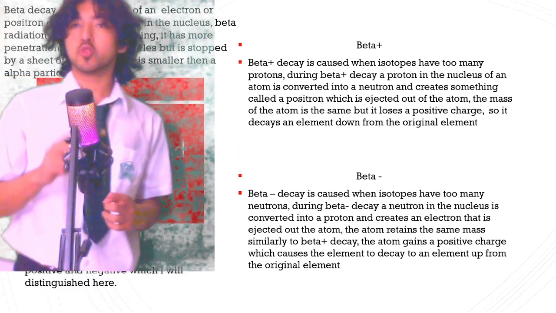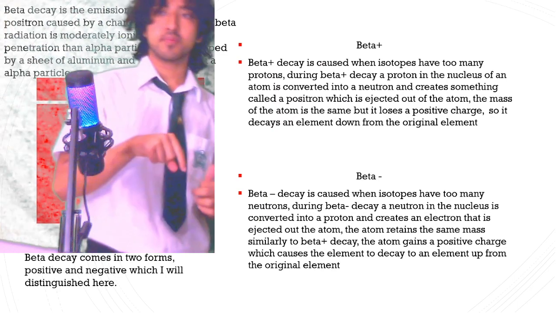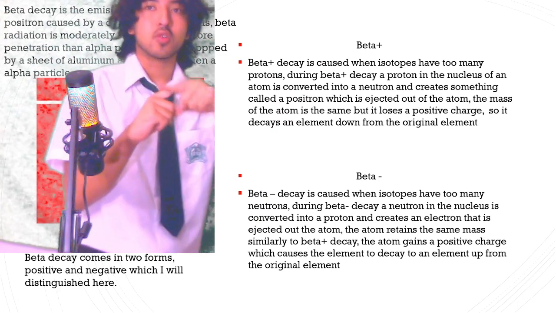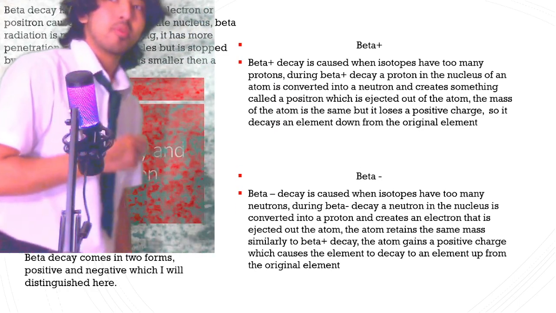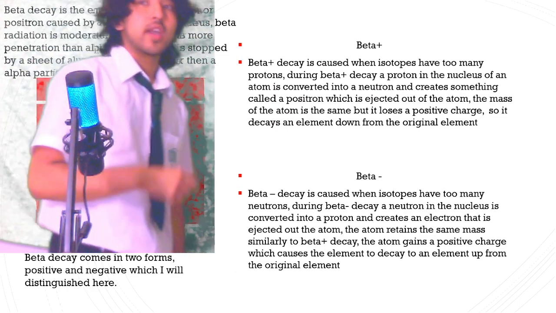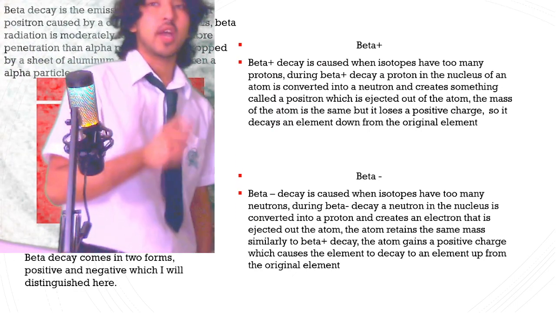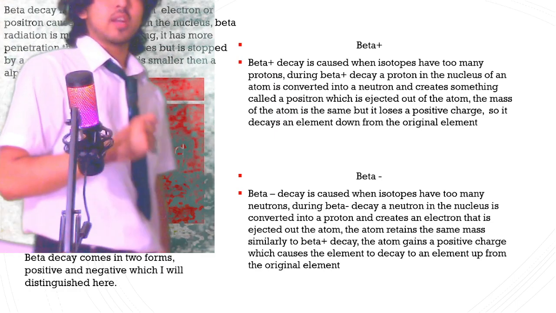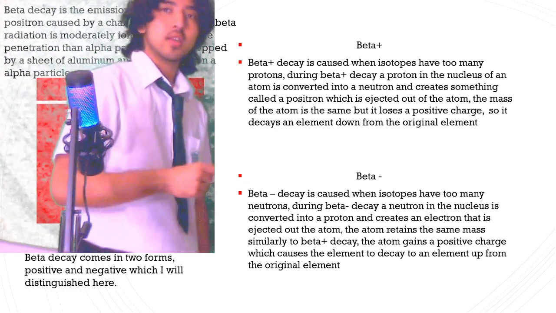Beta decay comes in 2 forms, positive and negative, which I will distinguish here. Beta plus decay is caused when isotopes have too many protons. During beta plus decay, a proton in the nucleus of an atom is converted into a neutron and creates something called a positron, which is ejected out of the atom. The mass of the atom is the same, but it loses a positive charge, so it decays an element down from the original element.